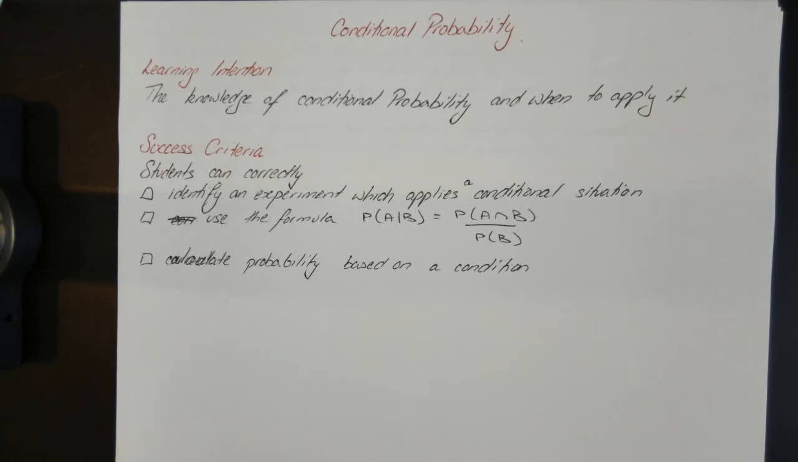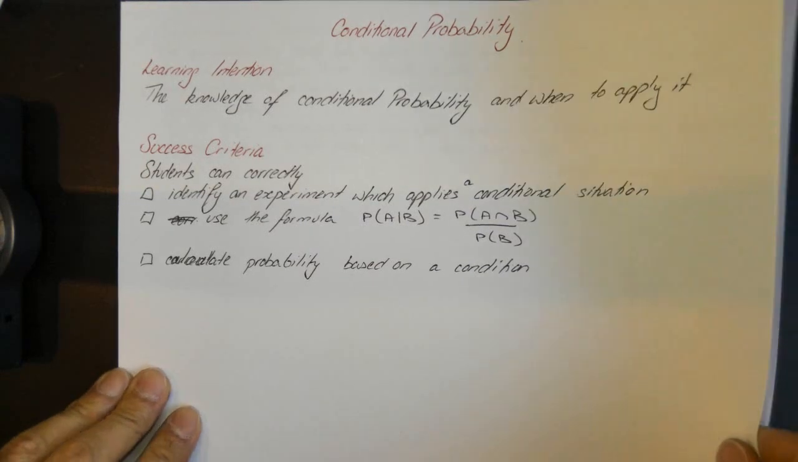So today we are going to learn about conditional probability. Our learning intention is to gain the knowledge of conditional probability and when to apply it. We'll be successful if we can identify an experiment which applies a conditional situation and use the formula: the probability of A given B is the probability of A intersected with B over the probability of B, and if we can calculate probability based on conditions. Okay, so let's start.